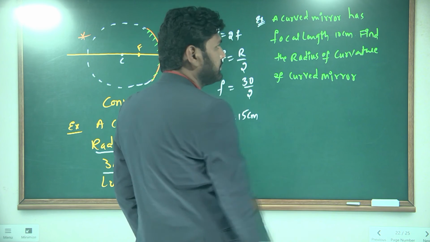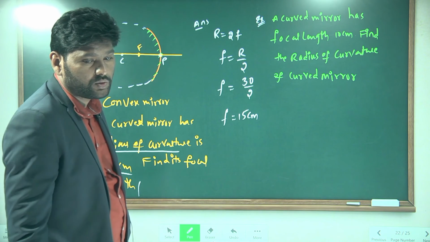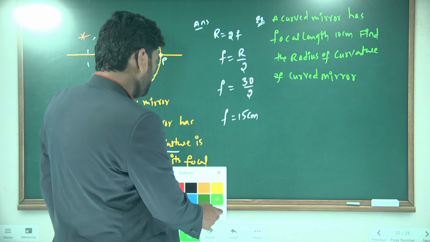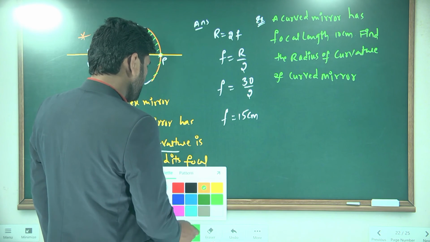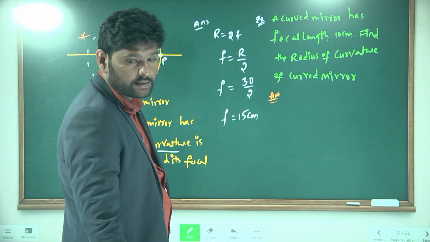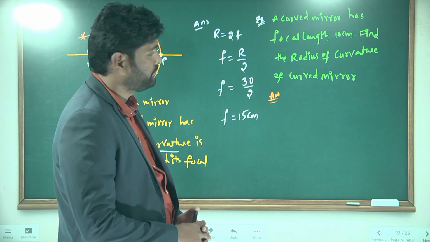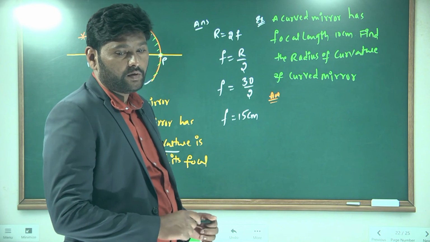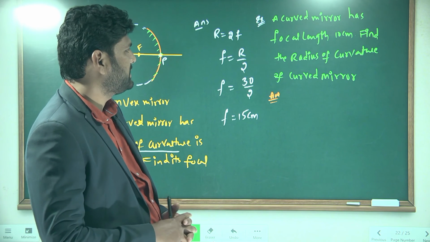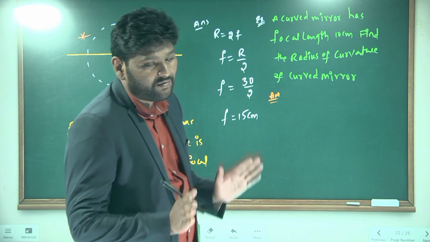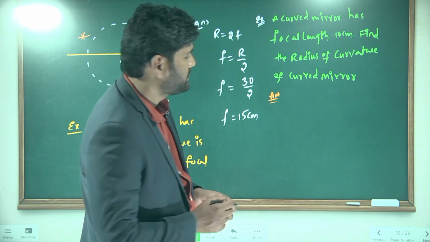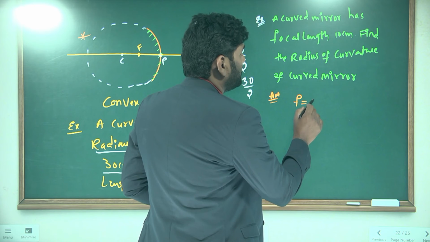Find out the answer. Again, what formula will you use to find this answer? The same formula. Will you tell the answer, or do I need to explain? Tell me. Sir, 5 centimeters, sir. How? What data have I given? Sir, you have given the focal length, sir.